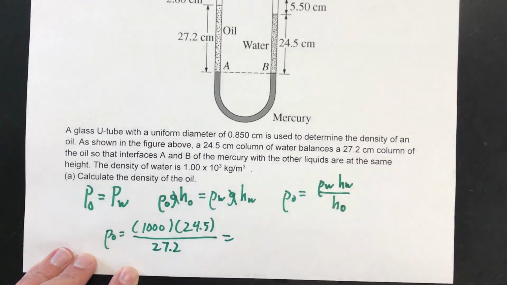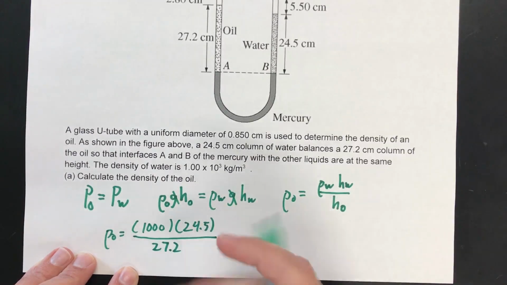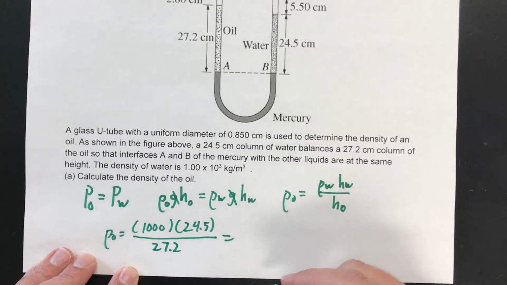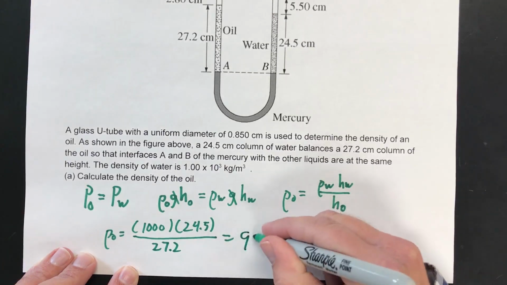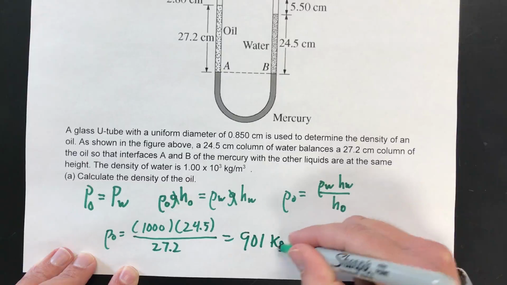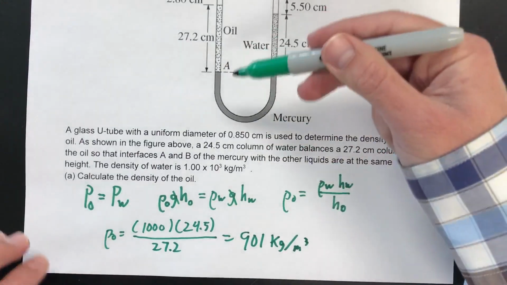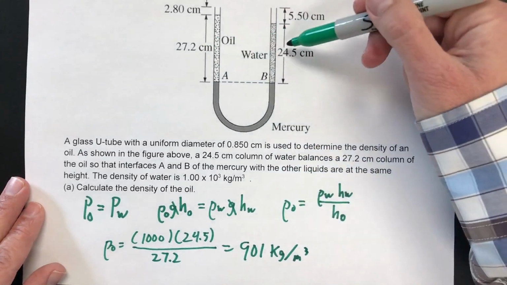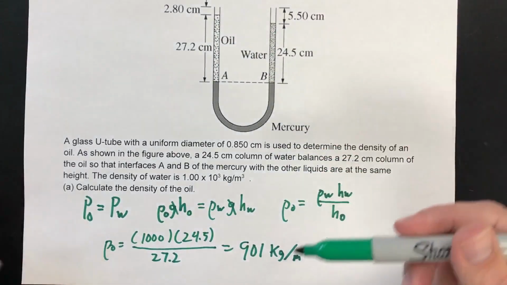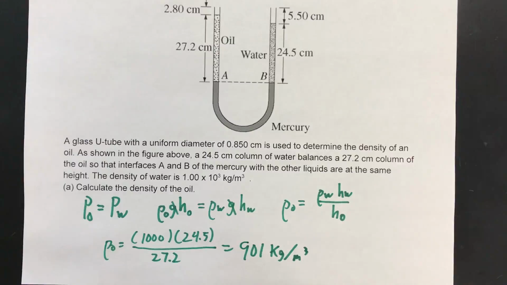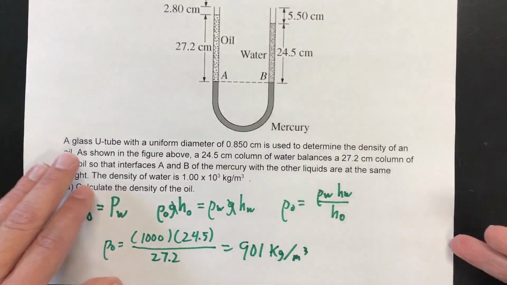So you can see here, because we're dividing by a bigger number, it's obviously going to get less than 1,000. And so if you work that out, you get about 901 kilograms per cubic meter. Again, it makes sense that the oil is less dense than water because the height of the oil is greater. So to get to an equal pressure, it must be less dense.